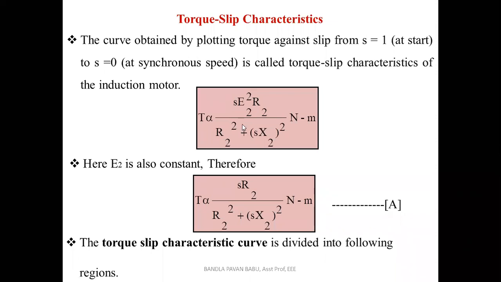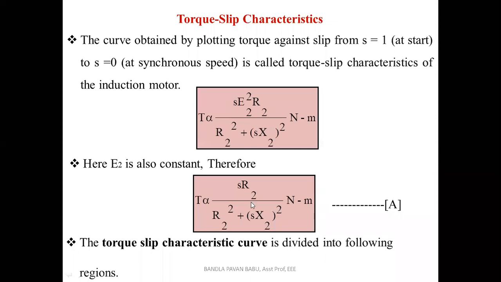From this torque equation, E2 is constant. If the supply voltage and the frequency are constant, the induced EMF in the stator winding, that is E1, is also constant, and E1 is proportional to E2. So E2 is also constant. By considering that, the equation becomes T is proportional to s into R2 by R2 square plus s into X2 whole square, in Newton meters. Consider it as equation 1. By considering this equation, we will analyze it.